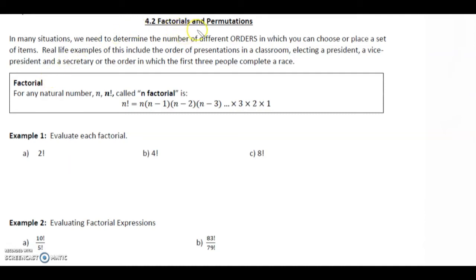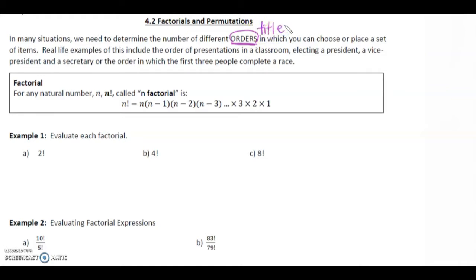4.2 Factorials and permutations. In many situations, we need to determine the number of different orders in which you can choose or place a set of items. In this entire lesson, order actually matters. It's not just a group or a mixture of things; the order, or the title on something, matters. So I'm going to write title here.